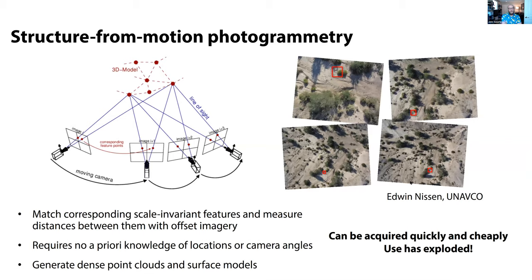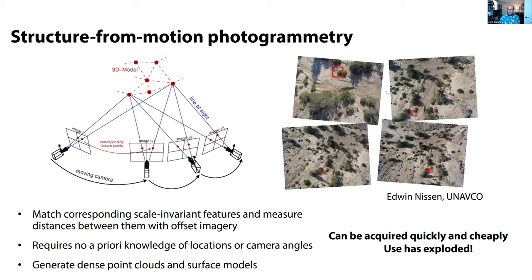Okay, so the next type of technology that we most commonly use and is becoming really, really widely applied is structure from motion photogrammetry. This is that technology that we know from things like either terrestrial GigaPan systems or more commonly now drone systems, but it basically relies on building a 3D model by matching corresponding scale invariant features using multiple angles or offsets of just imagery or just photography.